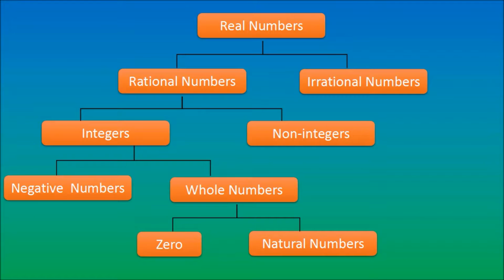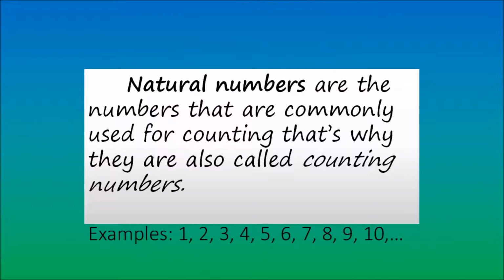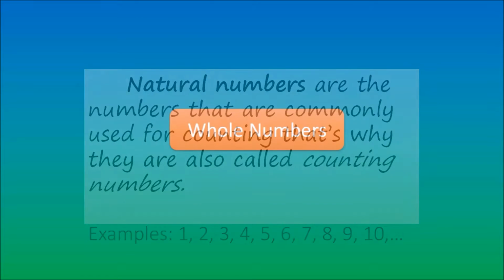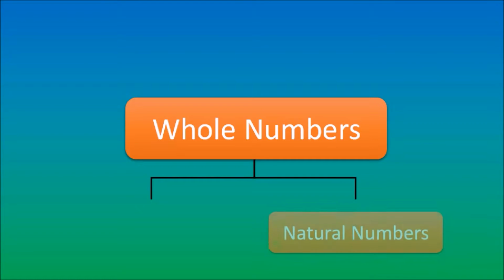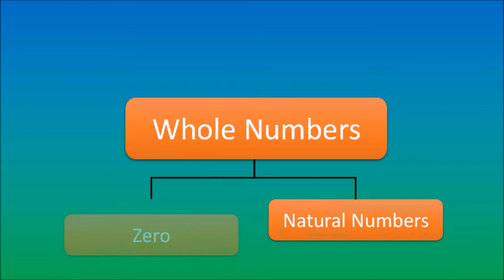To understand further, let's start from the bottom, which is the natural numbers. Natural numbers are the numbers that are commonly used for counting. That's why they are also called counting numbers. Examples: 1, 2, 3, 4, 5, and so on. The set of whole numbers is the union of the set of natural numbers and 0.